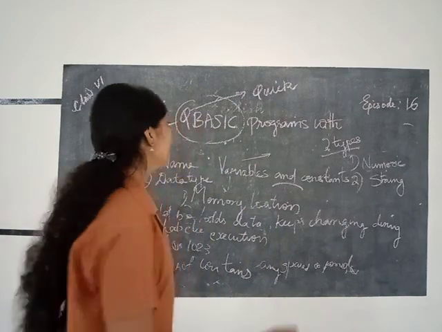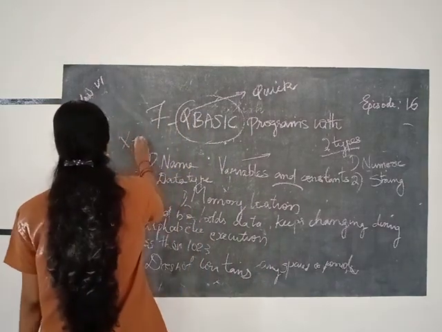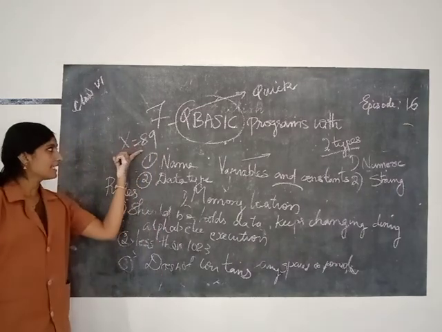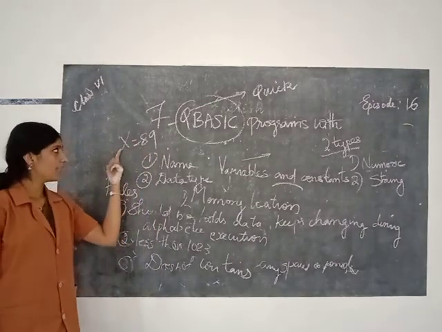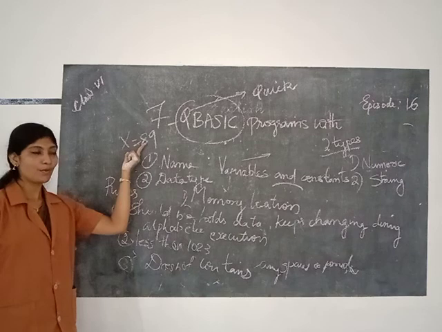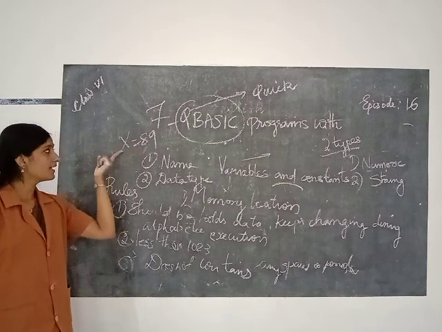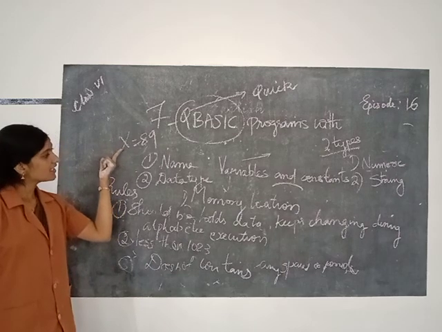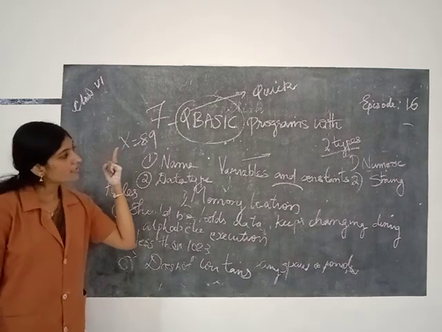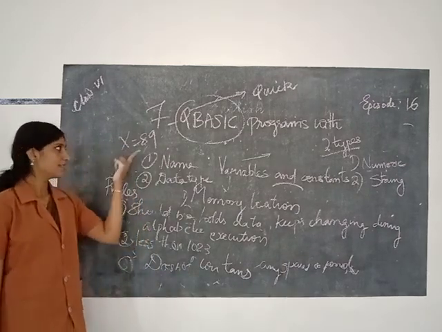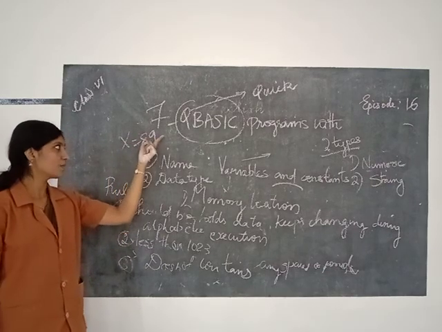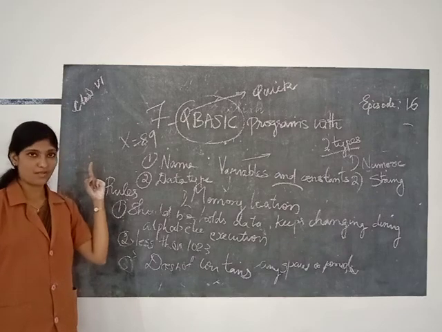For example, x is equal to 89. That means here we are assigning a value to a variable. Here the constant value 89 is assigned to a variable named x. This type of declaration is included in numeric variable. That means the variable holds a numeric value, so we can call it a numeric variable.